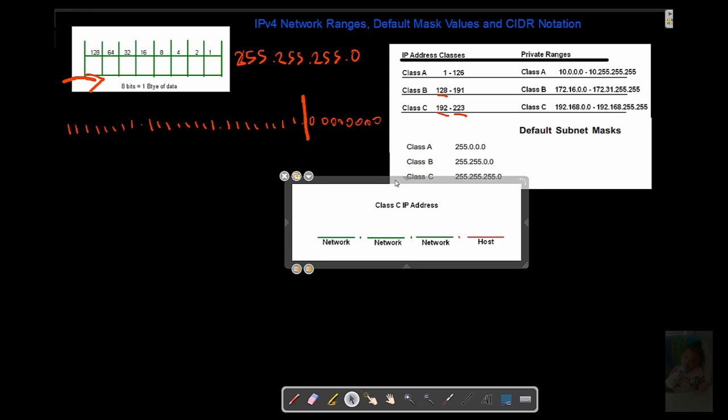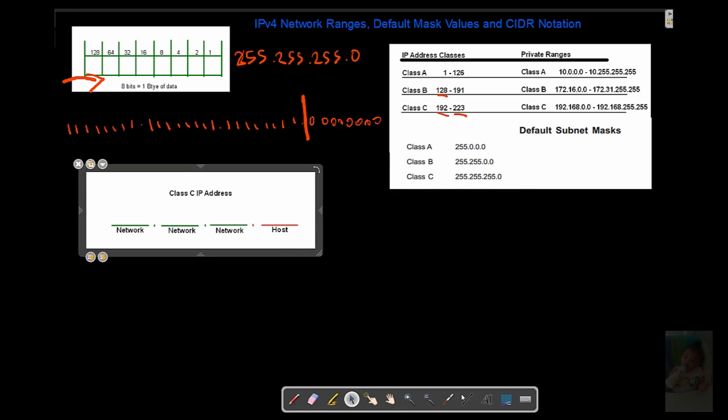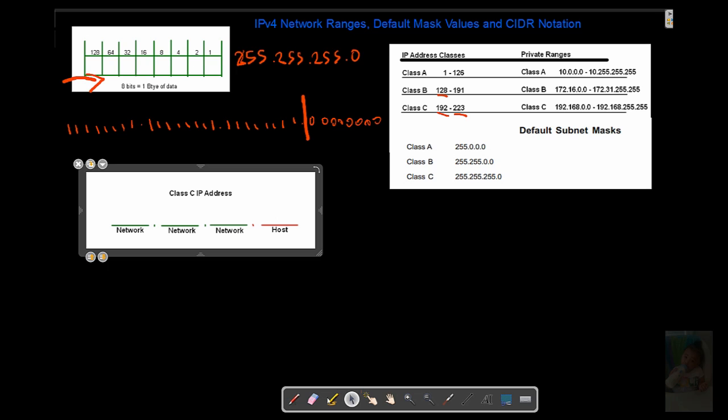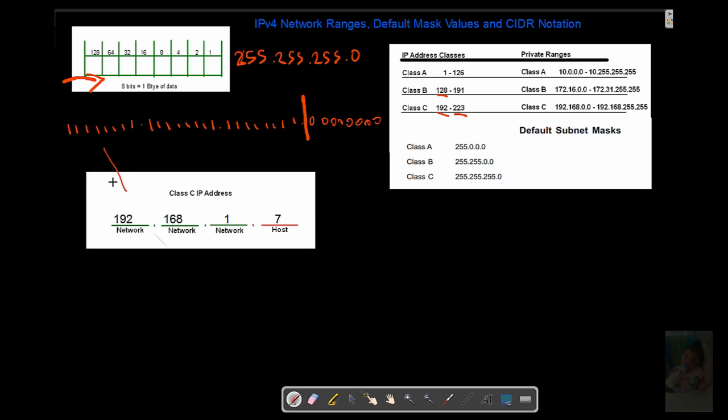So now we understand that we have this guy, 192.168.1.7: network, network, network, host, based on the corresponding values of our subnet mask. Look at all those zeros.